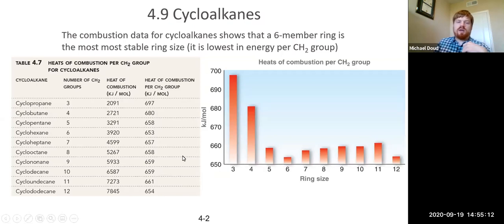So we notice right away that the minimum is going to be cyclohexane. And this indicates that because the heat of combustion is the smallest, cyclohexane must be the most stable for some reason. And we're going to go over those reasons here at the end of this chapter.